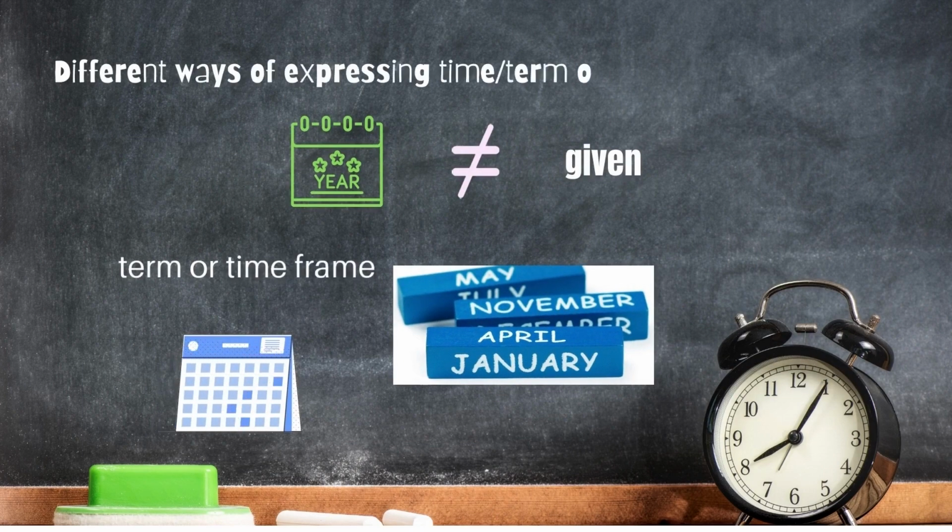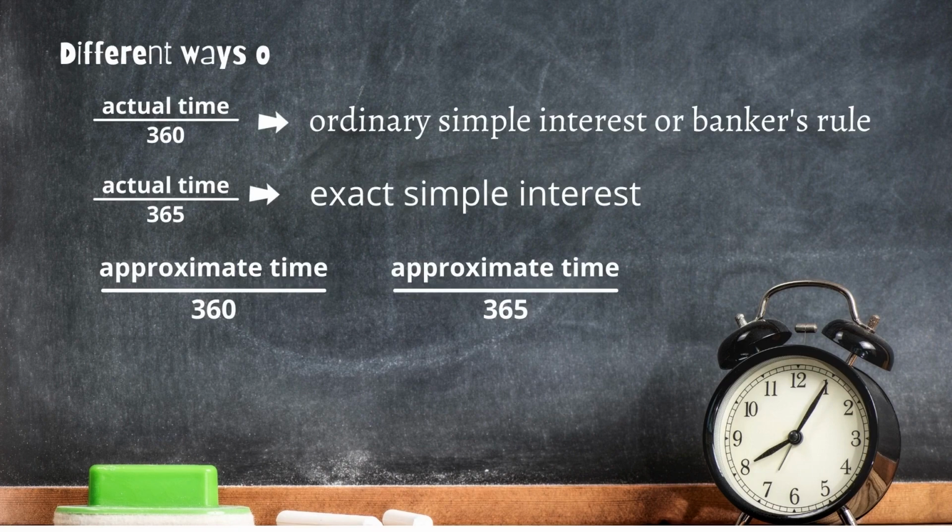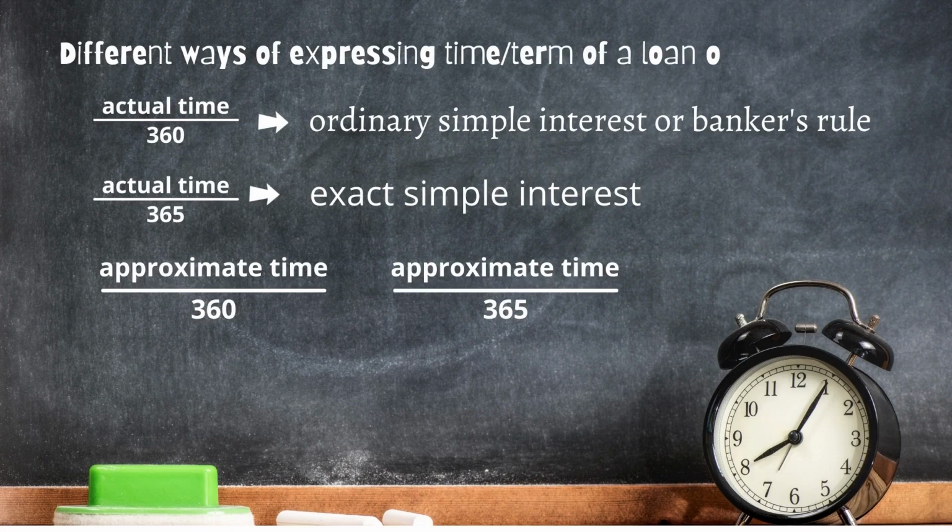Sometimes the term of investment is not given in years. So the term or time frame given in certain problems may be stated in days or months. In cases where the time is expressed in months, it is easy to express it in years. But when the time or term is given in days, we use a time factor such as the following.